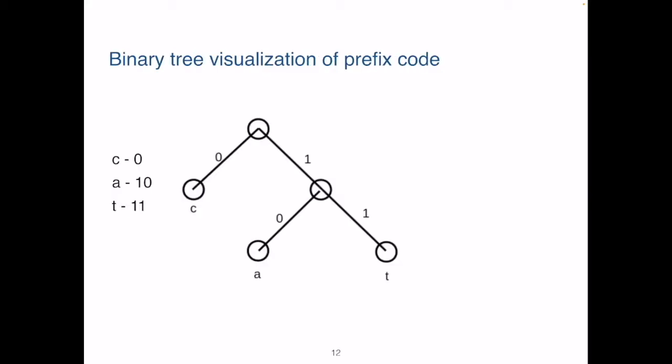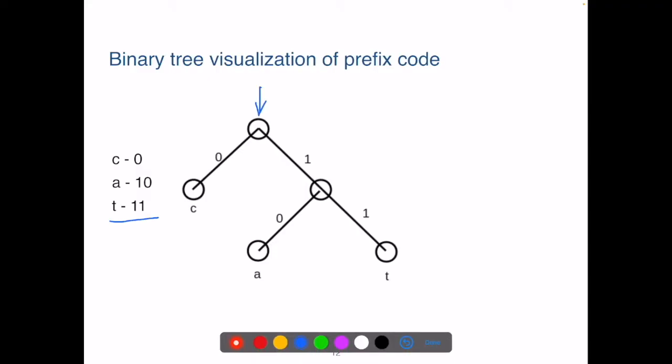We can use a binary tree to visualize a prefix code. For instance, the coding looks like this. We start from the root. If we see a 0, we know it is for letter C. If we see a 1, we get to the right-hand branch. And then if it is followed by a 0, we know we're looking at a letter A. And if that 1 is followed by another 1, we know we have letter T.